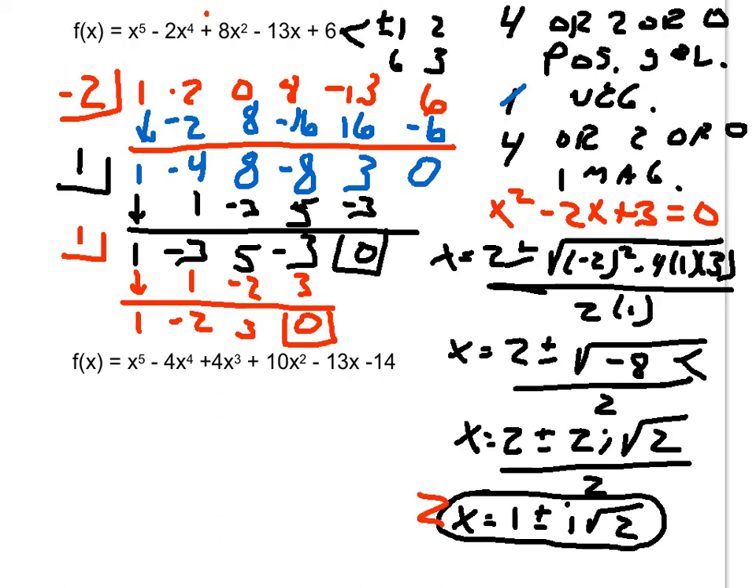Okay, now the next one, I'd like you to try it on your own, and you should have 5 solutions. All right, and those 5 solutions will be -1, 2, and 2 plus or minus i root 3. Now one of these two is going to be a repeat solution. I believe it's the -1, but you can go ahead and check that on your own just to make sure.